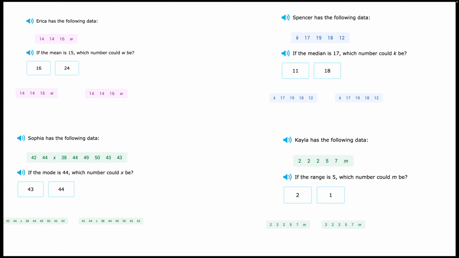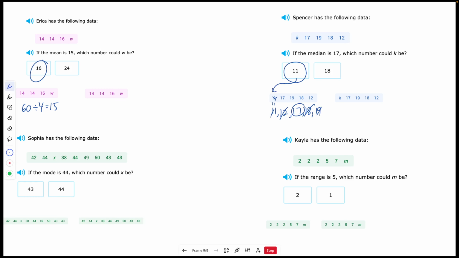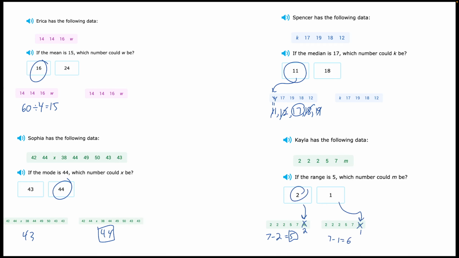Okay, now that you've had time to work these problems, let's check your solutions. Okay, for the first problem in the top left corner, I tried the 16 and got the right answer, so I don't see any reason to try plugging in the 24 if I already have the right answer. For the top right corner, again, I tried the 11 first, got the right answer, so that is the answer. For the bottom left, okay, the correct answer is 44. And for the last problem, the correct answer was 2.